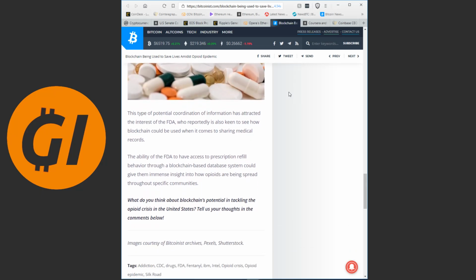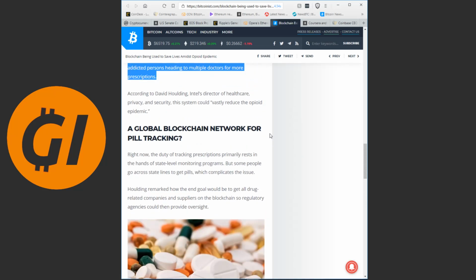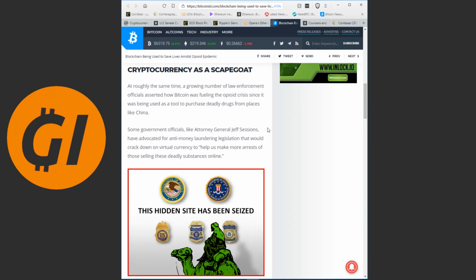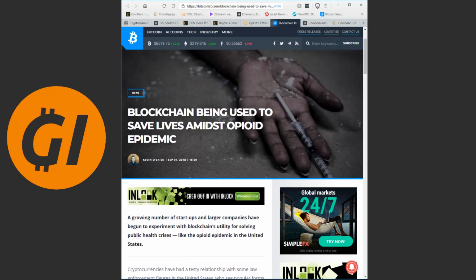This type of potential coordination of information has attracted the interest of the FDA, who reportedly is also keen to see how blockchain could be used when it comes to sharing medical records. The ability of the FDA to have access to prescription refill behavior through a blockchain-based database system could give them immense insight into how opioids are being spread through specific communities. Very, very exciting news in my opinion. I do suggest you read the whole article.